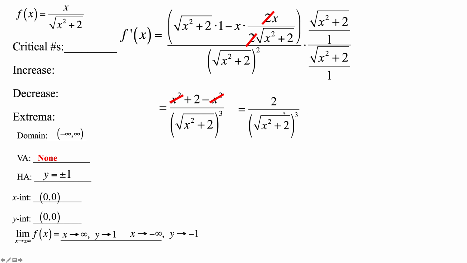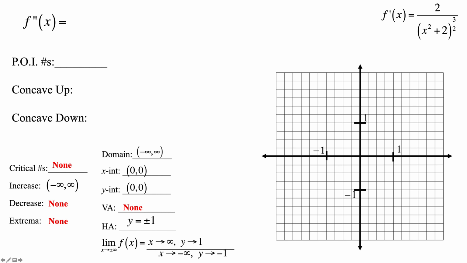So critical numbers, none. Can't have the top equal 0, and the bottom can't equal 0. So it's going to increase everywhere. Positive 2 divided by a positive square root of x squared plus 2 cubed, that's positive. So it's increasing everywhere, and that's your right-hand behavior, and nothing was there to change it. No decreasing, no relative max or mins.